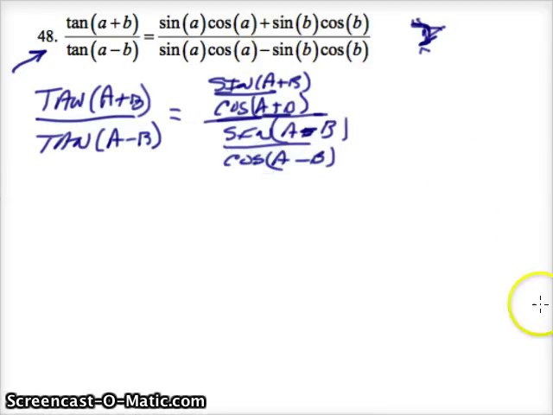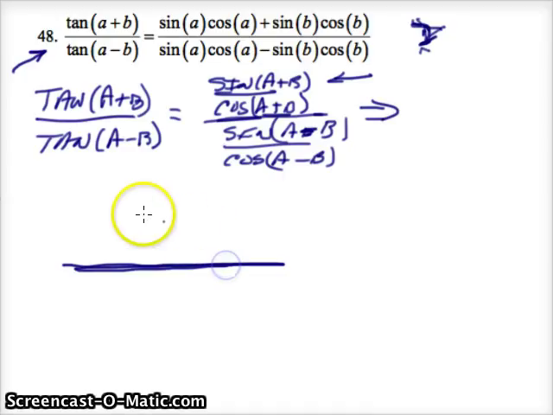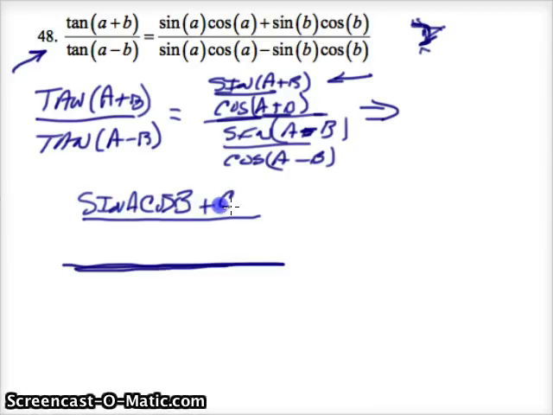Correct? Okay. Now that's not bad. Could we break that down further? In other words, let's take the top part and rewrite that over here. So let me do this. I have my big bar, and then I have a little bar at the top. So on the top is going to be, what is that? Sine of A cosine of B plus cosine of A sine of B. Makes sense? Okay.